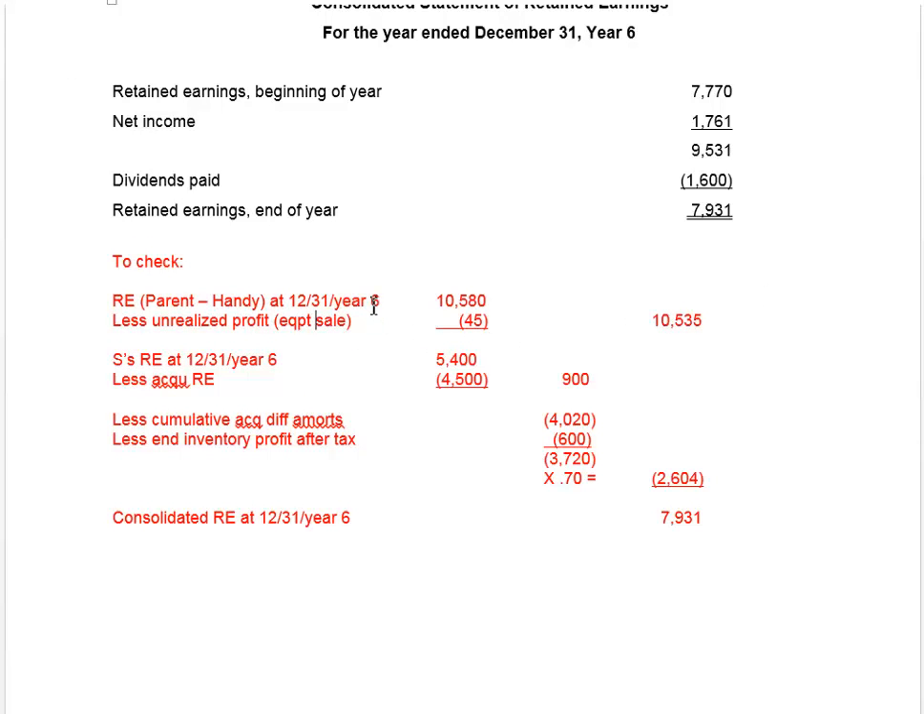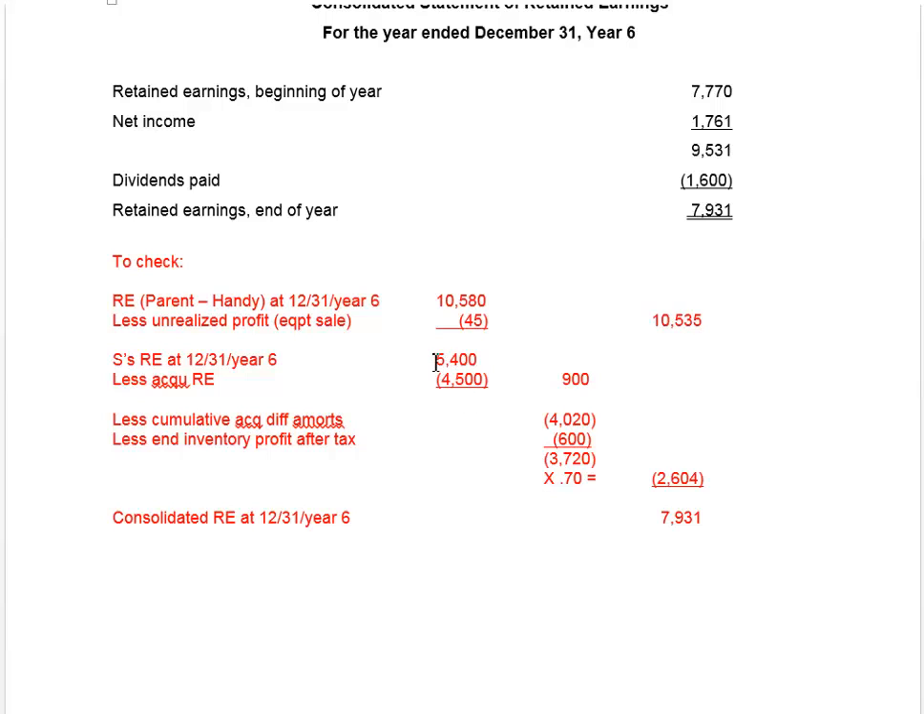So in this case, to check this figure and make sure we get the same amount, we'll start with the ending balance of the parent. That's Handy, their retained earnings, and that's $10,580. We know that the unrealized profit on the equipment sale that's in here is $45, because don't forget in year 6 we would have recognized on an after-tax basis $15 of that after-tax gain into consolidated net income. So the only piece that remains unrealized by the consolidated entity is $45. So that adjusts the parent's retained earnings to $10,535.